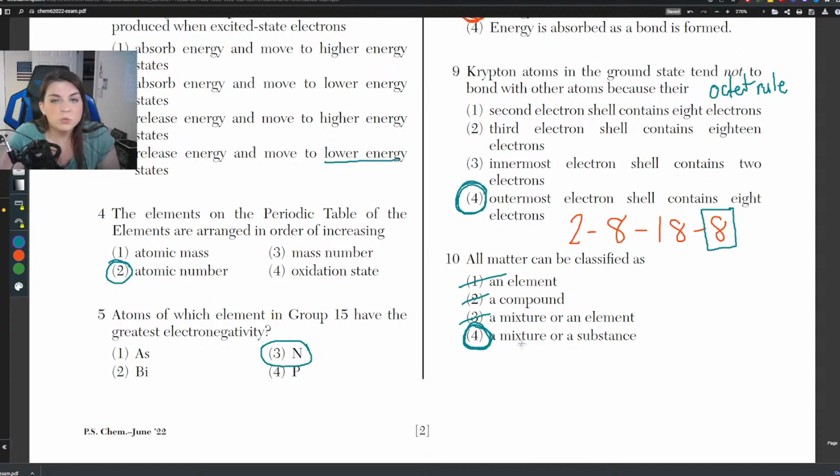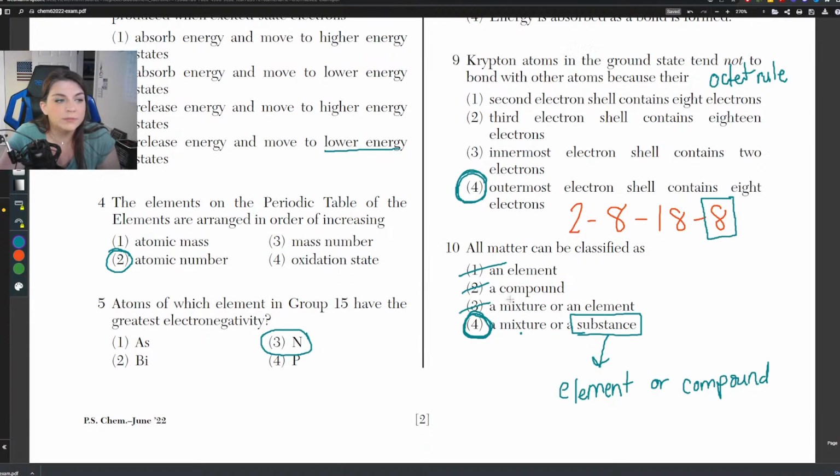Mixtures are going to be your homogeneous or heterogeneous mixtures. And then substances, sounds like it's like a super general term, but it really means element or compound. So again, another vocab question, which we absolutely love to see in the part A.